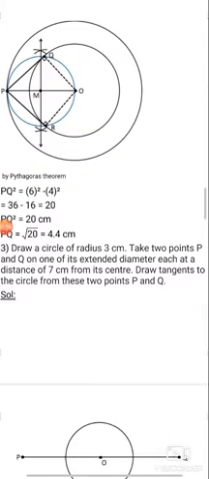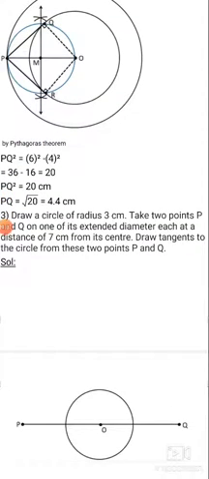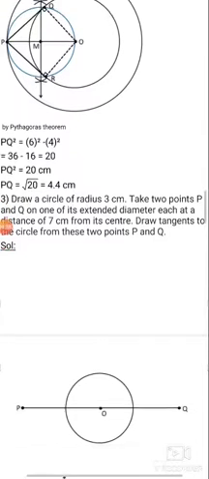Draw a circle of radius 3 centimeter. Take 2 points P and Q on one of its extended diameter, each at a distance of 7 cm from its center. Draw tangents to the circle from these 2 points P and Q. So first you need to draw a circle of radius 3 cm. Mark 2 points P and Q on one of its extended diameter, each at a distance of 7 cm. So from that inside portion of 3 cm radius, after that 4 more centimeter you need to extend and mark the 2 points P and Q on both sides.